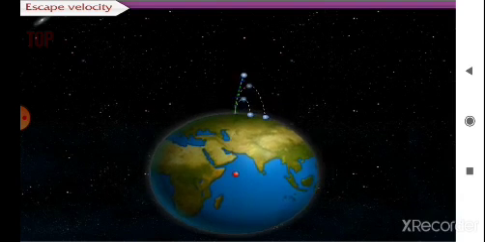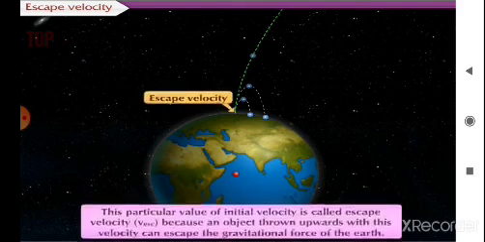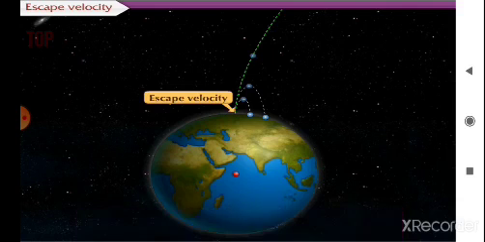If we keep increasing the initial velocity of the ball, the ball is able to overcome the downward pull by the earth and can escape the earth forever and will not fall back on the earth. This velocity is called escape velocity. We can determine its value by using the law of conservation of energy as follows.